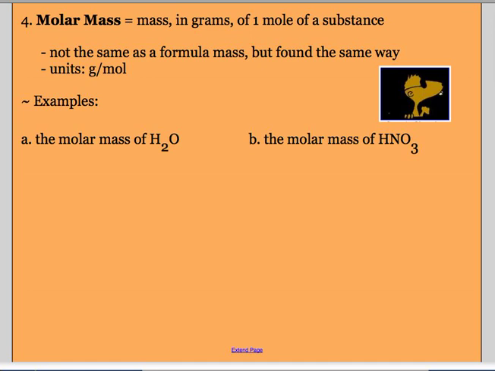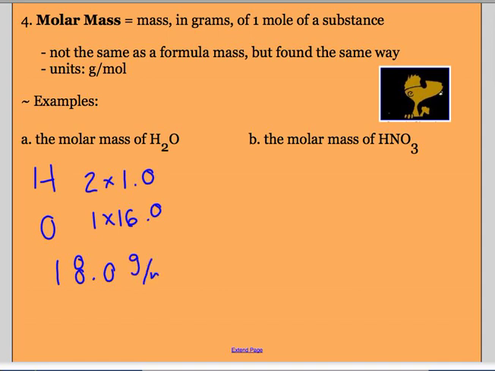So if we're going to find the molar mass of water, what you're going to notice is it looks exactly the same. So if we're going to do hydrogen, we do 2 times 1.0. Oxygen is 1 times 16.0. Now when you add it all up, you get 18.0. The difference, though, is this is no longer in atomic mass units. This is in grams per mole, and we're going to use that as a conversion factor in a little bit.